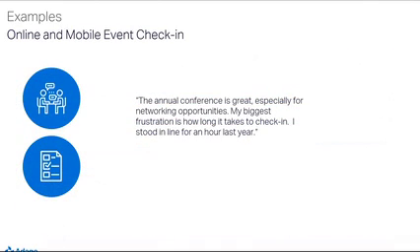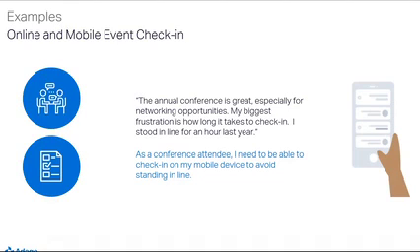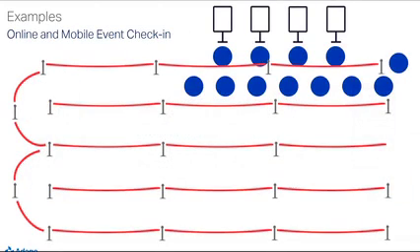So we saw the lines ourselves when we did the field studies for this client, and we knew that was an area to address. An example user story would be, as a conference attendee, I need to be able to check in on my mobile device to avoid standing in line. We developed a solution that allowed attendees to check in on their computer or their phone, and the next year the line looked a little bit more like this.